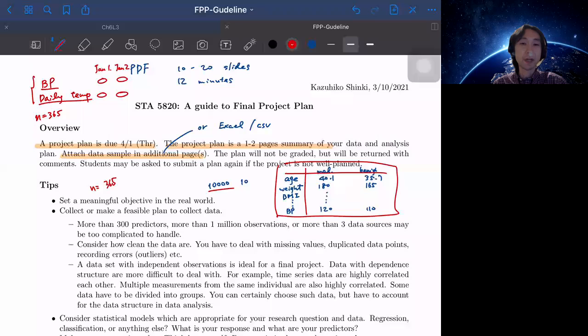It's different from 365 different people's blood pressure in different cities. So for this kind of data set, the same measurements for 365 consecutive days, that is harder to deal with. So I would suggest a data set which includes independent observations.